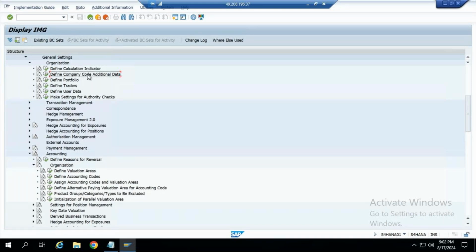As I said, the organization structure has two segments. One is the general data segment and another one is the account determination level organization structure, where you can see the valuation area, accounting code, assign accounting code and valuation area, initialization, parallel valuation. These all refer to how you do the accounting of it.